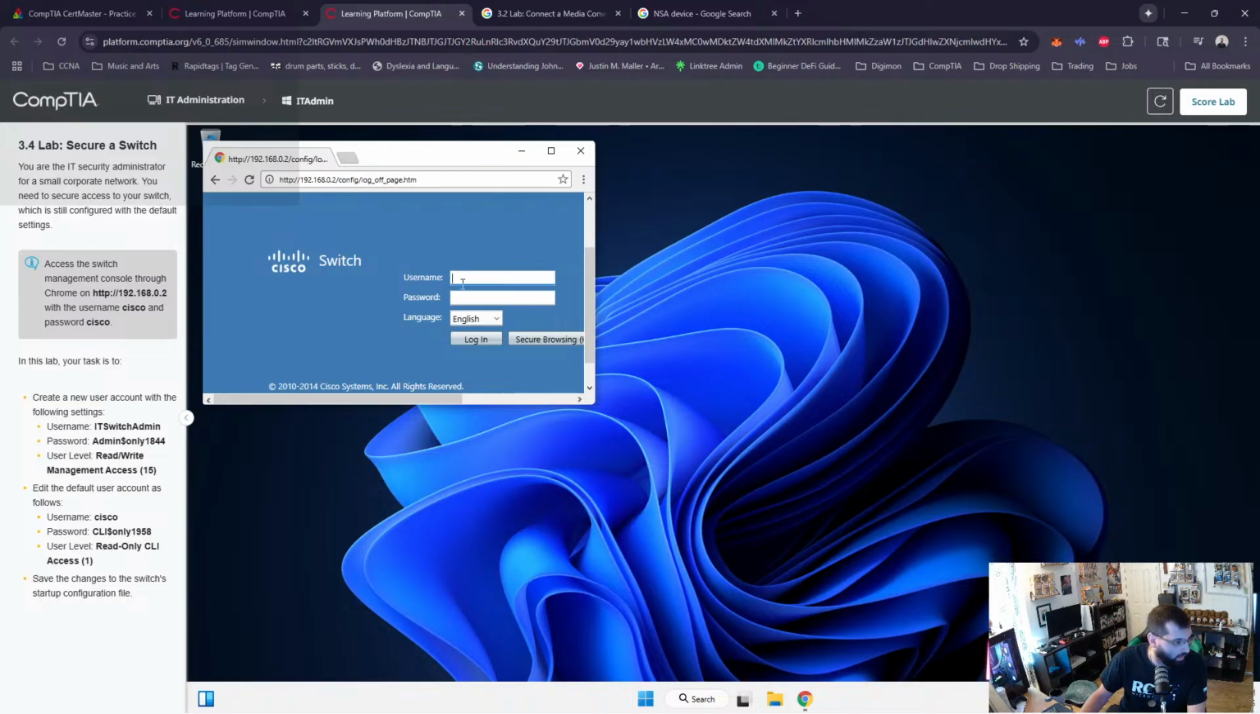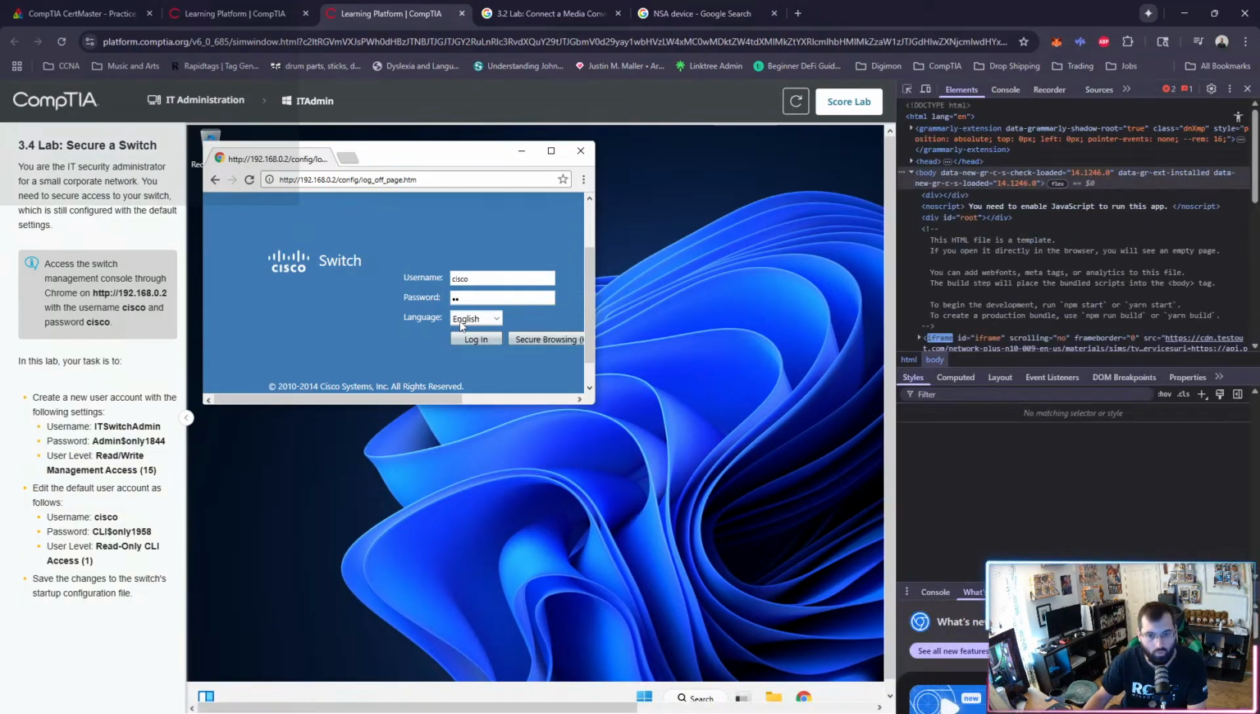Okay. The username is ITswitchadmin. Password is going to be admin, dollar sign, only1844. Wait, I skipped a step. Cisco. Whoa, what? No, go away.